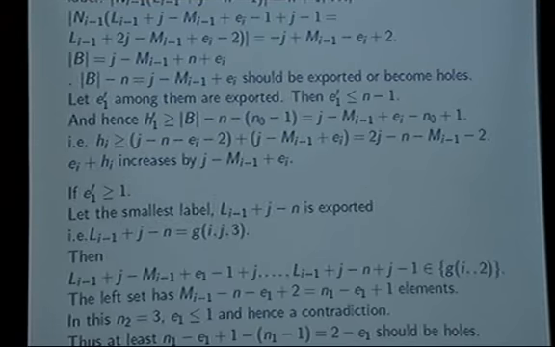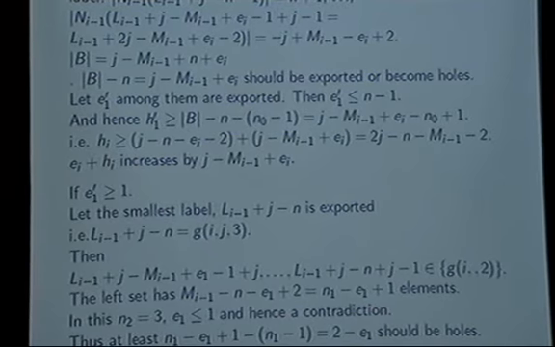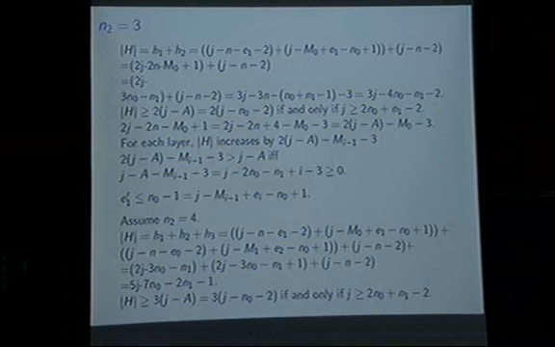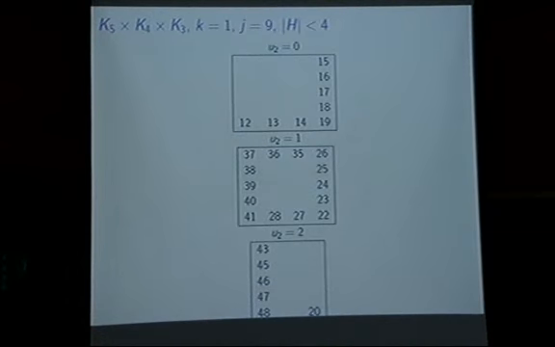But if E_i is bigger, then you should consider its upper j neighbors. And then you call them B and consider its size B. And this is not N, this should be M_i, sorry. So if it's bigger than M_i, then the remainder should be exported or becomes a hole again. And then this slide also should be changed, I'm sorry.